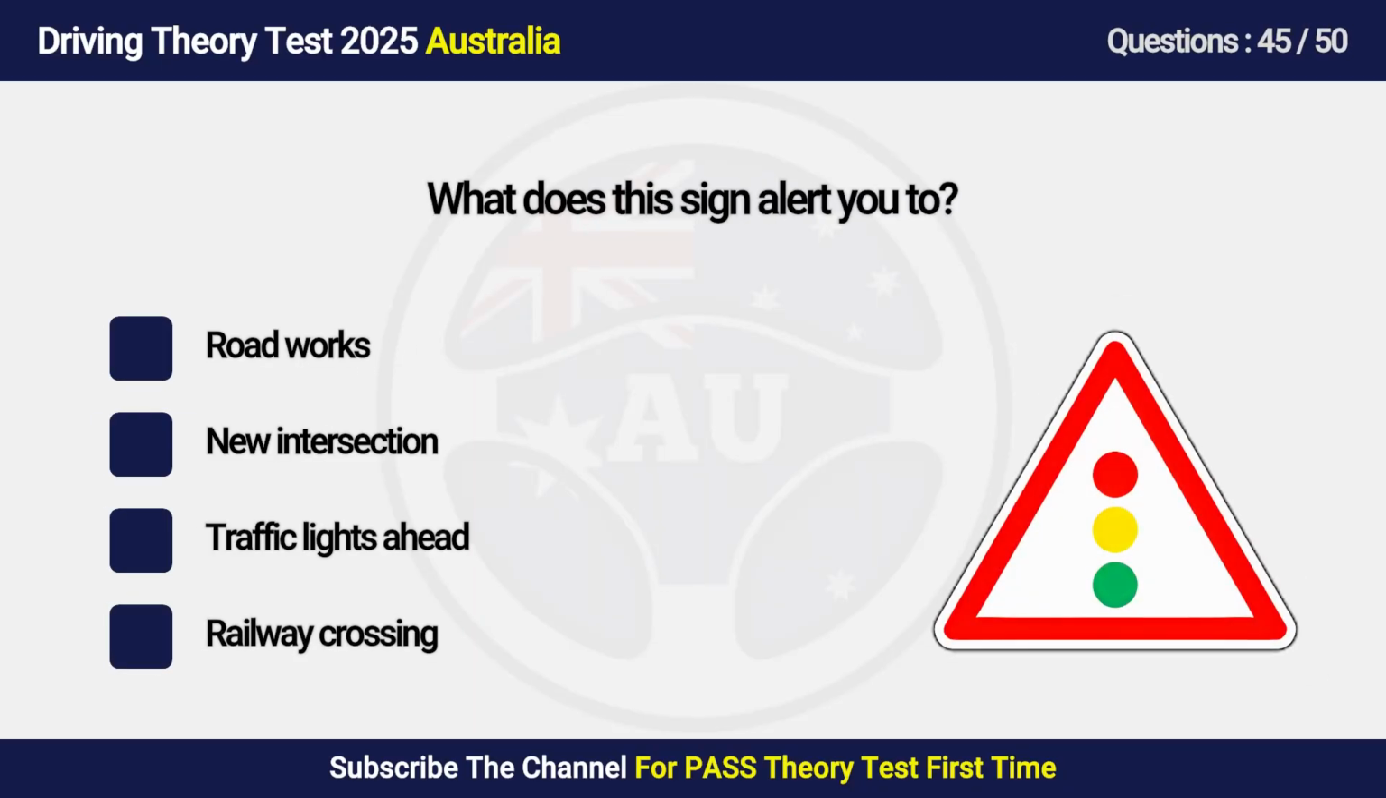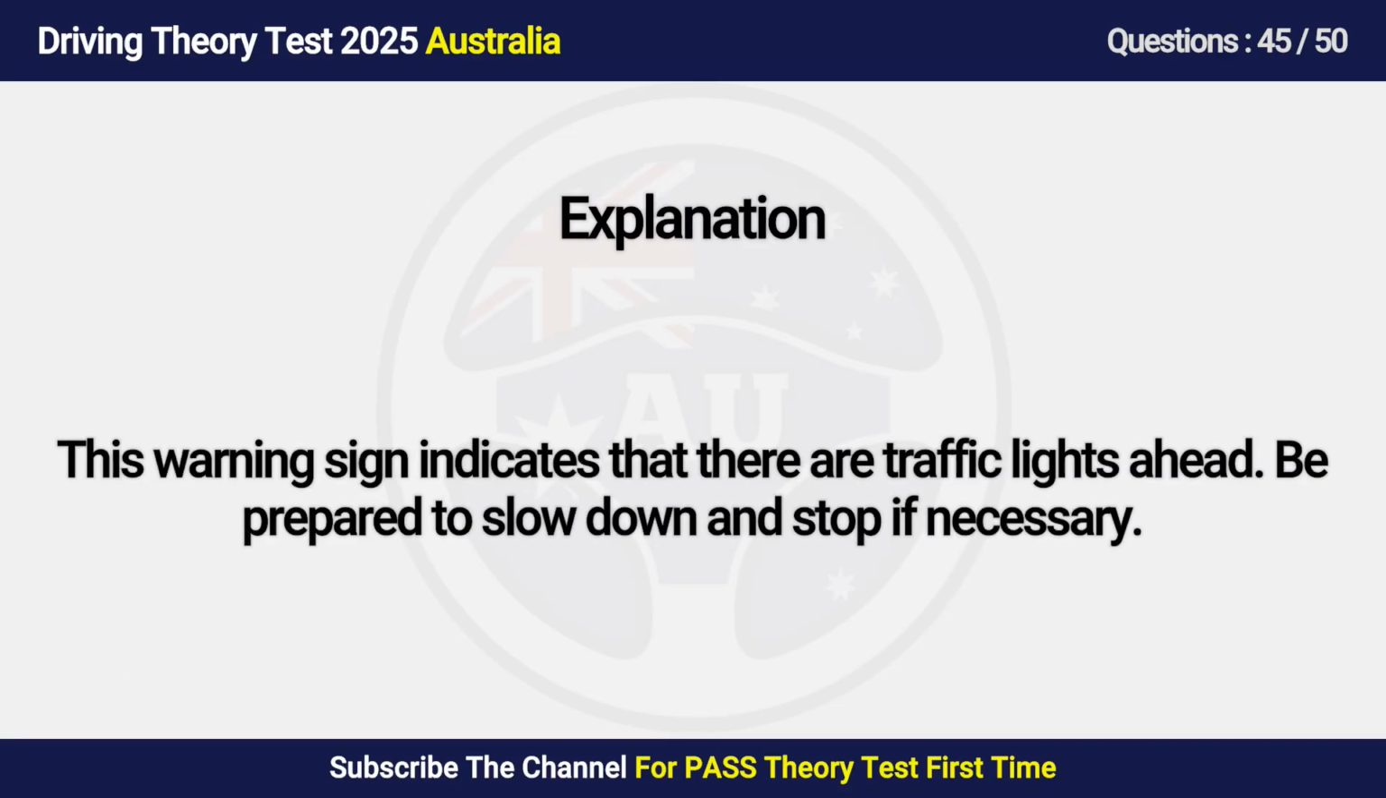Question 45. What does this sign alert you to? A. Roadworks. B. New intersection. C. Traffic lights ahead. D. Railway crossing. Answer is C. Traffic lights ahead. This warning sign indicates that there are traffic lights ahead. Be prepared to slow down and stop if necessary.